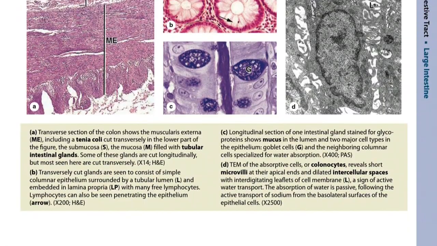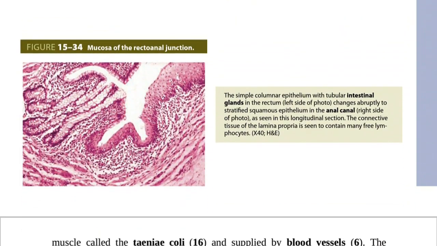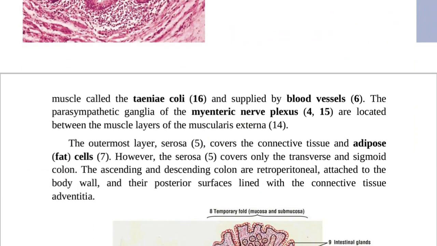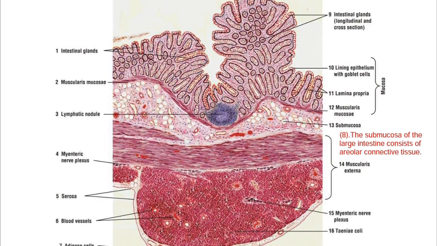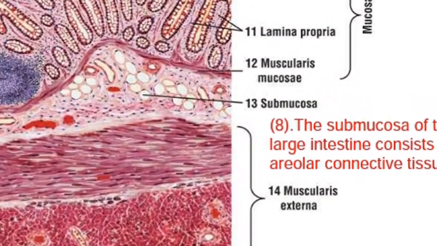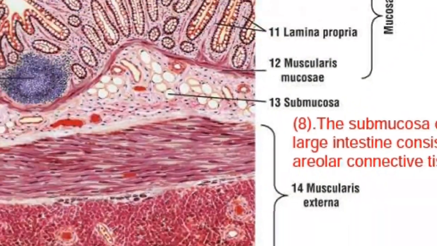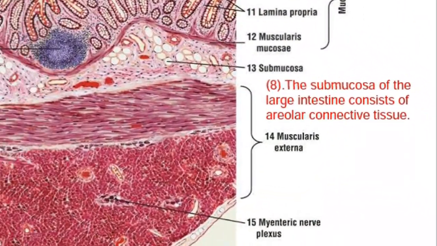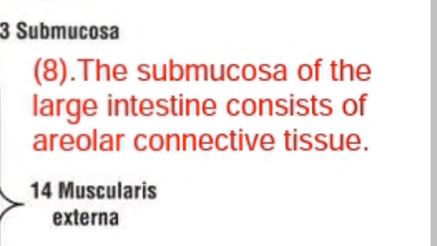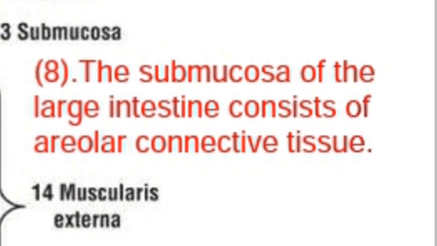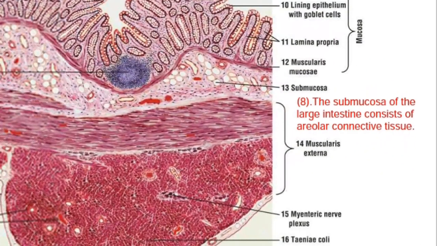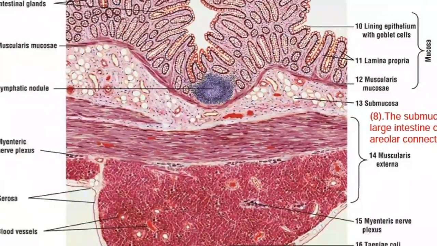Now the eighth point. In the eighth point, we are discussing the submucosa. The submucosa of the large intestine is composed of areolar connective tissue. So here you see the submucosa.